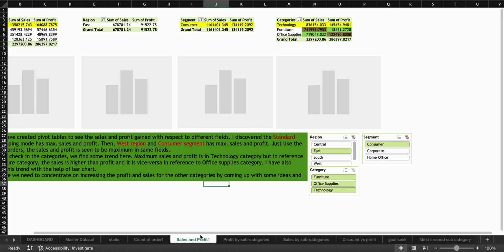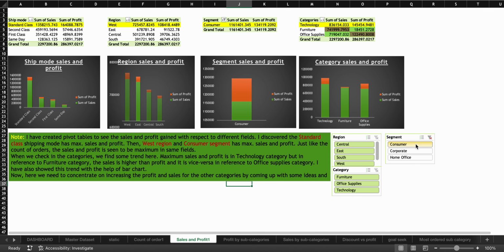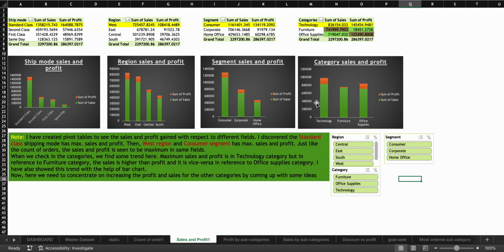So next thing I've done is the same thing about sales and profit. So in standard class, the sum of sales and sum of profit is higher. In region, I'm sorry, I've selected this slicer, so it is not showing the complete information here. I'll just deselect this. Yeah, now you can see it clearly that standard class is the highest in sum of sales and sum of profit.